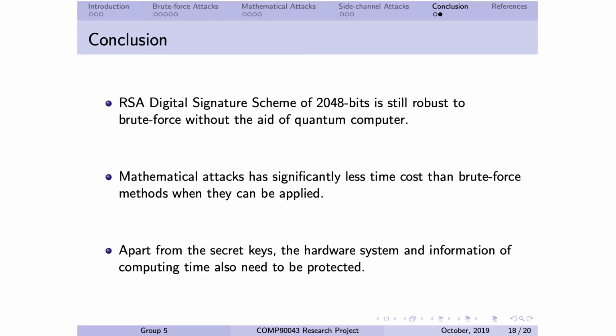In conclusion, the RSA digital signature scheme of 2048 bits is still robust to brute force without the aid of a quantum computer. And mathematical attacks have significantly less time cost than brute force methods when they can be applied. Finally, we show that apart from secret keys, the hardware system and information of computing time also need to be protected. Thank you all for listening.